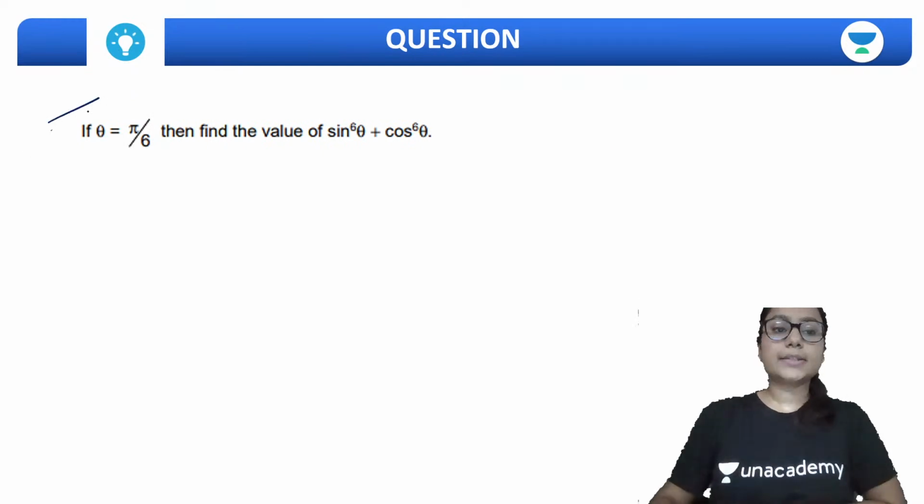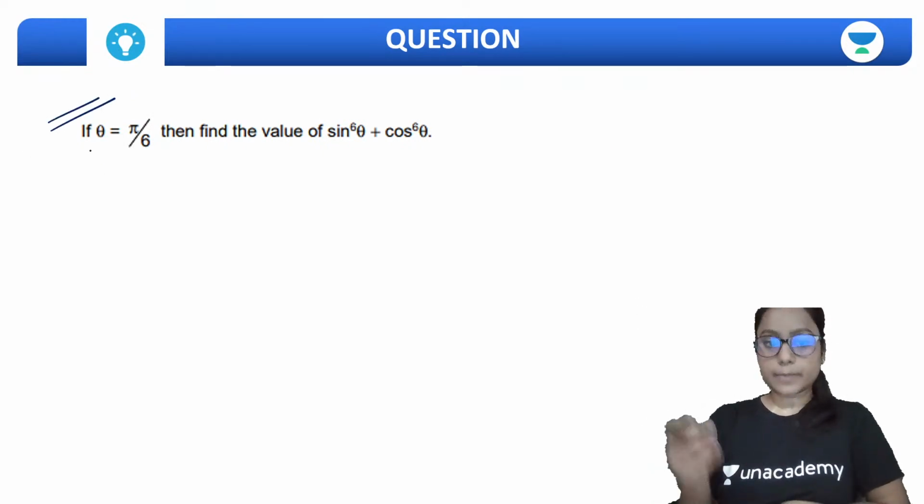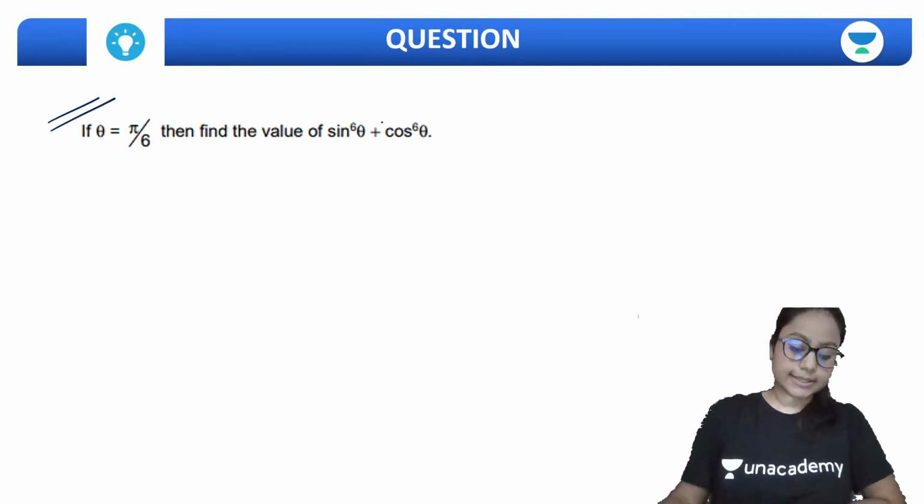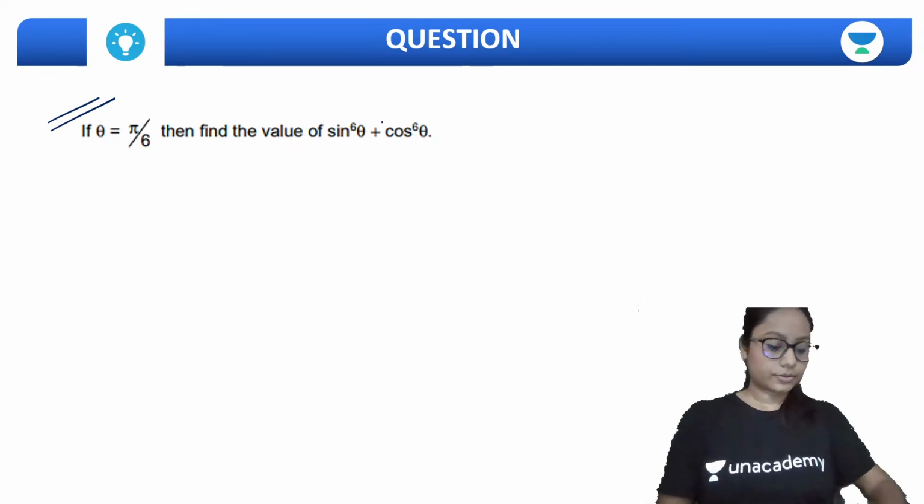Okay. Try this one. If theta is equal to pi by 6, find the value of sine theta raised to the power 6 plus cos theta raised to the power 6. Try this, all of you.